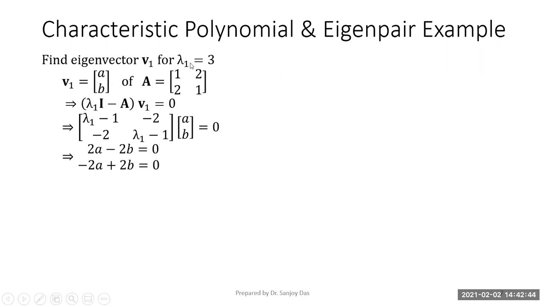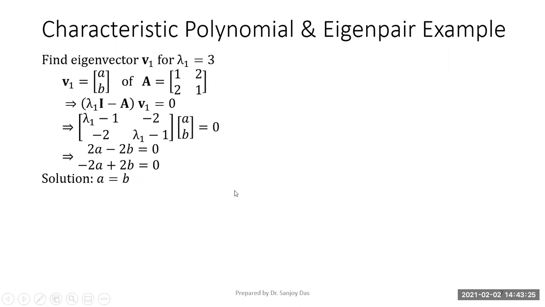And lambda 1 is 3. So what do I get? This becomes 2, right? Lambda 1 is 3, so lambda 1 minus 1 is 2. So 2 times A minus 2 times B should be equal to 0. Then minus 2 times A, plus 2 times B should also be equal to 0. Hence, the solution is A equals B.